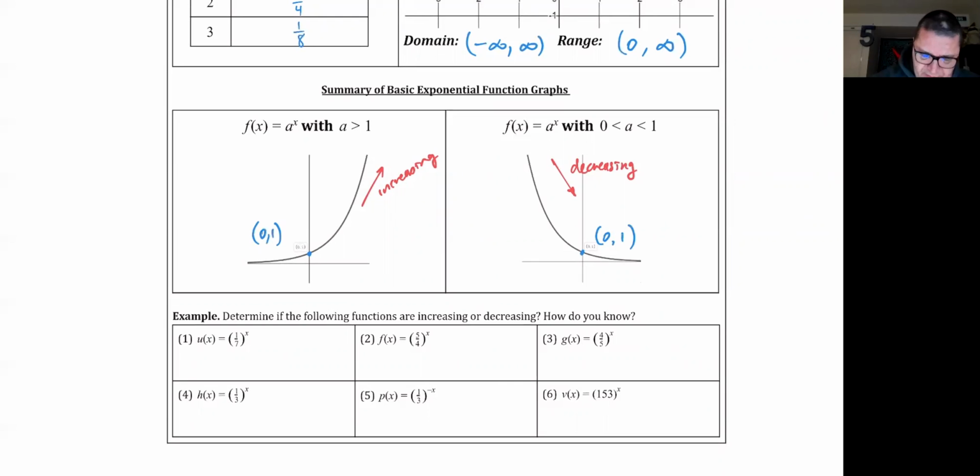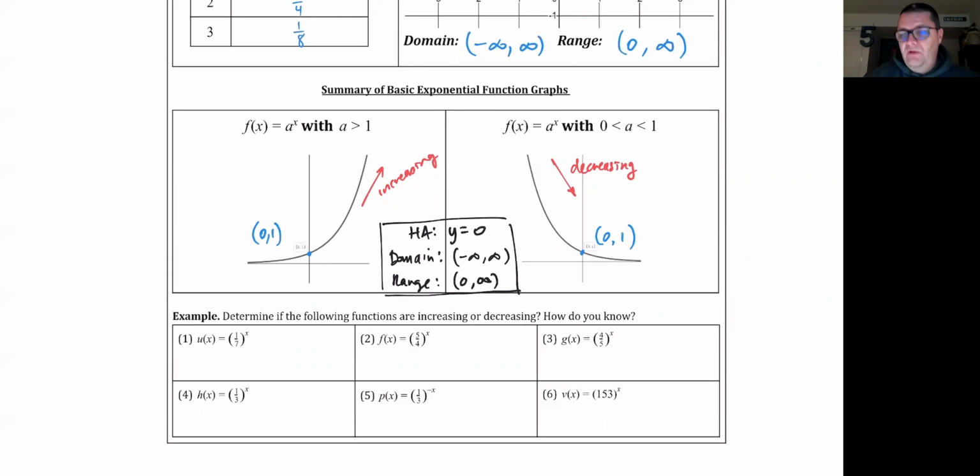Now, there are a couple of things that are exactly the same. So the horizontal asymptote for both is y = 0. Neither of them has a vertical asymptote, and then the domain is all real numbers, and the range is from 0 to infinity. Okay, so we have these three aspects that are the same for either one of the versions, the always increasing or the always decreasing.